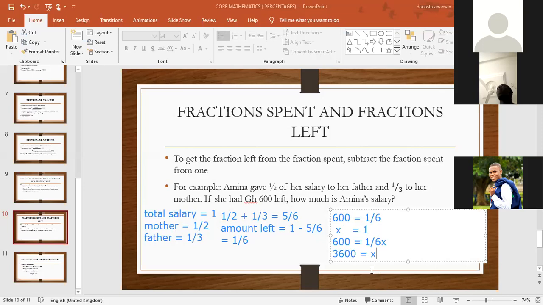Therefore, getting the answer, 3,600. Therefore, Amina's total salary is 3,600. Is that okay? So let's check if what we did was correct. So now, we have been able to find out that Amina's salary, which is 3,600, is equal to the 1. Amina gave 1/2 of that to what? Her mother. So half of 3,600 will be equal to what? That's 1,800.